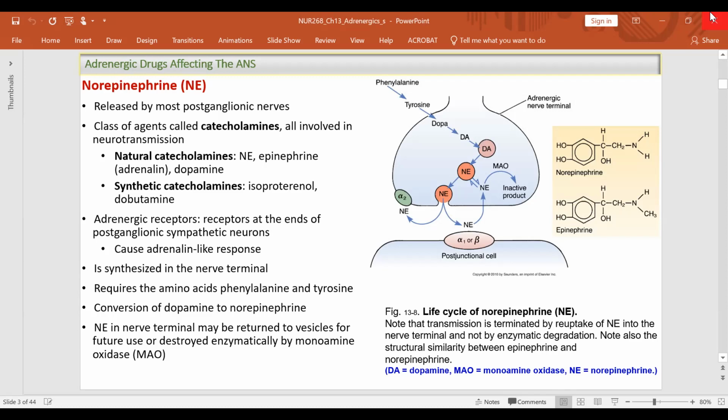And norepi, one of the steps in terms of the life cycle is that the norepi goes back into the presynaptic nerve in a form of reuptake, and that reuptaken norepinephrine is converted in the presynaptic nerve by MAO, which is monoamine oxidase, and becomes an inactive product after that. The norepi is no longer active because it has been converted from norepinephrine by the monoamine oxidase, which is MAO.